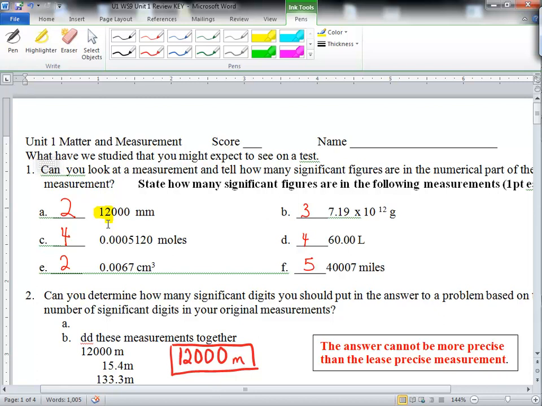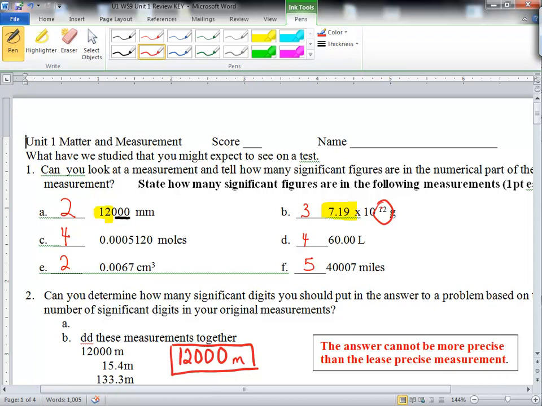The reason this only has two significant digits is the rule about zeros. These zeros cannot be significant digits because they have to be both at the end of the number and after the decimal point. Here, in scientific notation, all significant digits are written. Sometimes students make the mistake of thinking that these digits might be significant. That is not the case.